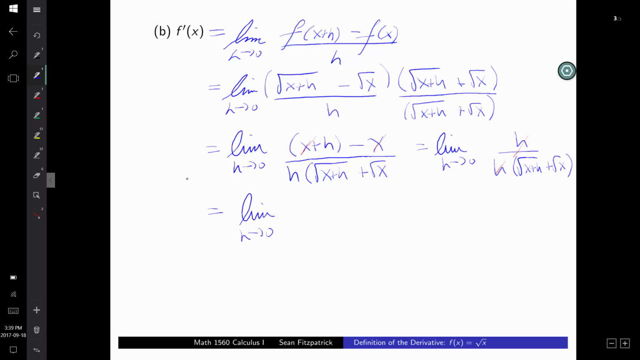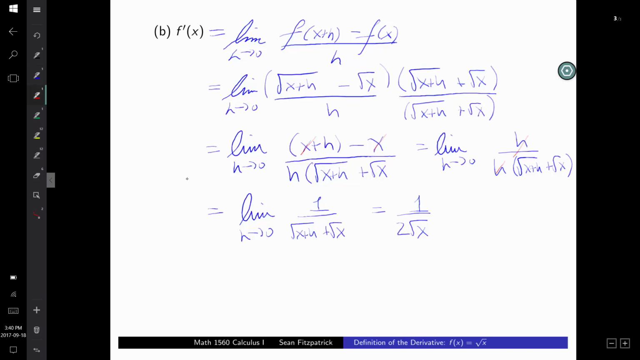I get the limit as h goes to 0 of 1 over square root of x plus h plus the square root of x. And if I set h equal to 0 here in this limit, which I now can do, we see that we get 1 over root x plus root x, so we get 1 over 2 times the square root of x. And this calculation is going to work no matter what x value I plug in, as long as x is positive, right? I can't take the square root of a negative. I can't divide by 0, so x has to be bigger than 0 here. But for any positive value of x, this will work.